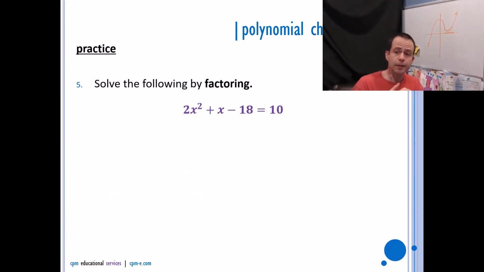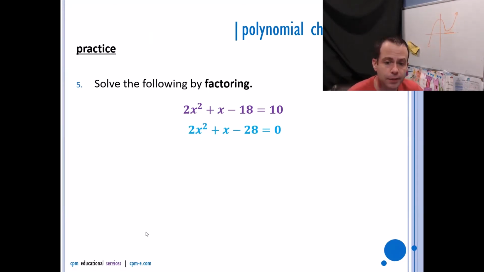Okay, so for this one, same sort of setup. I got to get rid of that 10 first because I can't use that zero product principle unless it equals 0. So I can't do factoring unless everything's been put on one side of the equal sign and I'm left with nothing on the other side. So I subtract 10 from both sides and that gives me 2x squared plus x minus 28.